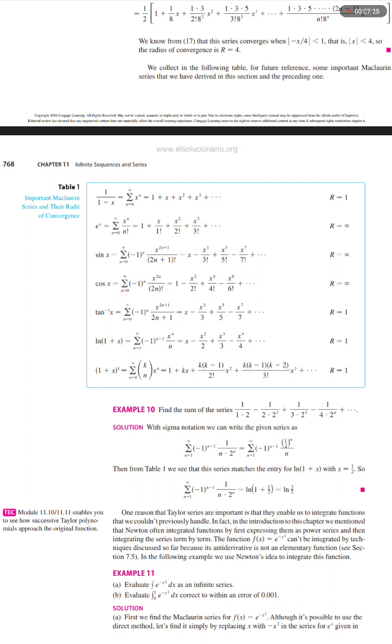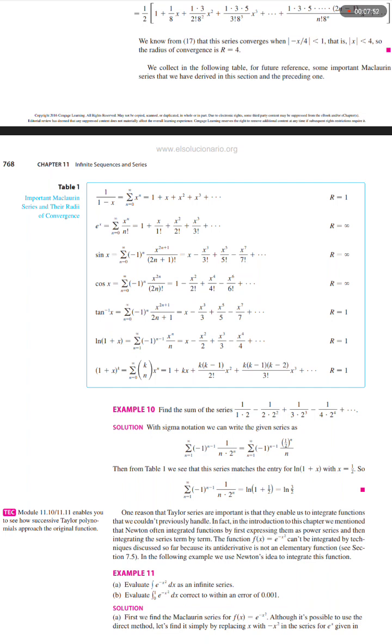The natural log of (1 plus x) equals the sum from n equals 1 to infinity of (negative 1) to the power n minus 1 times x to the power n over n, equals x minus x squared over 2 plus x cubed over 3 minus x to the 4th power over 4 plus ellipsis, R equals 1.